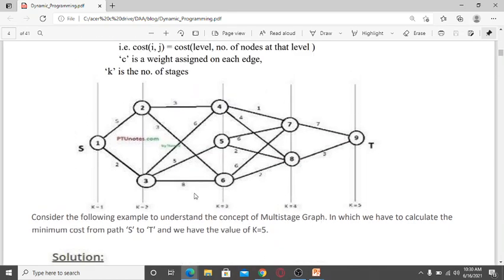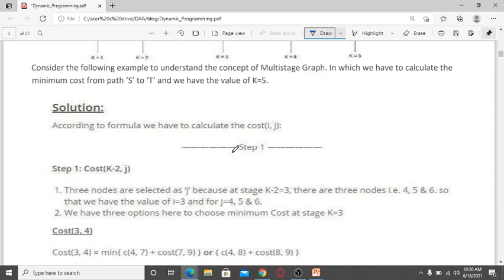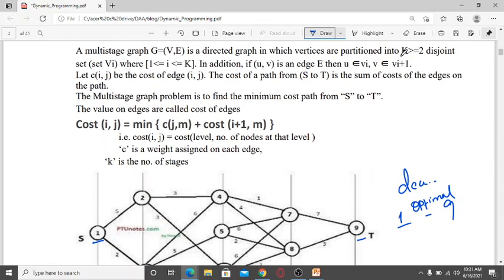So this is the graph we have seen just now. Based on this graph we need to solve and take the decision: which route from 1 to 9 is the best, the optimal route. So here the solution, in step 1, according to the formula, we need to find cost(i, j), where k should be greater than or equal to 2.